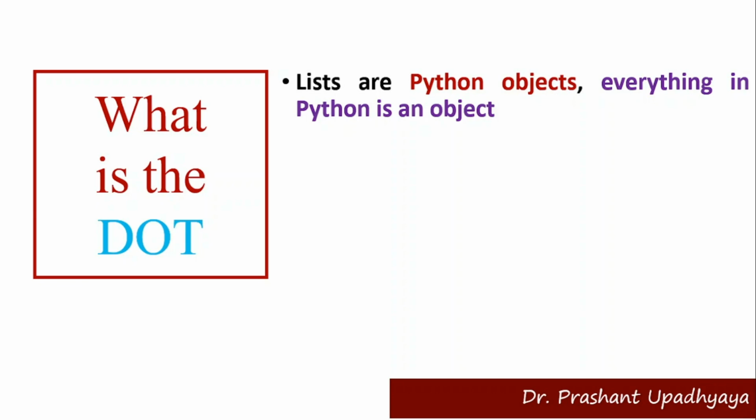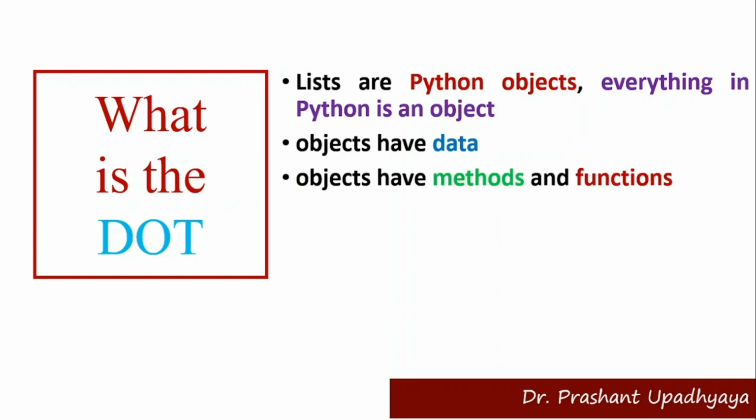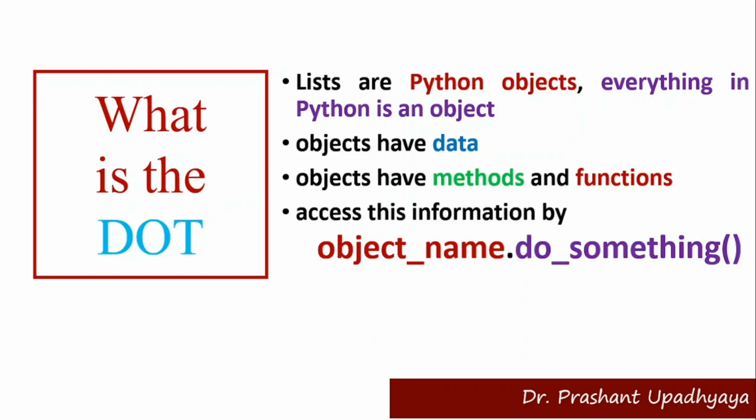As we are aware, lists are Python objects. Everything in Python is an object, whether you are using an integer, float, list, tuple, whatever, everything is an object. Now when we refer to an object, we are saying that it has data. The object has data, methods and functions, so how are they called? We will see how we call those particular functions with the help of the dot operator. When we call that function, we have to give the object name.